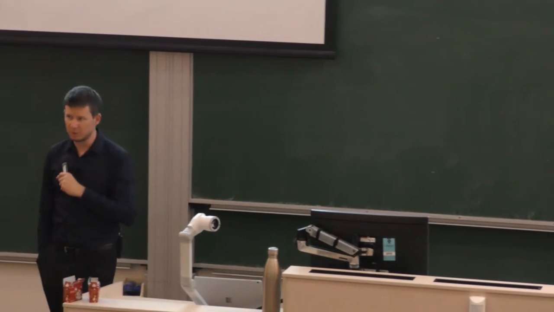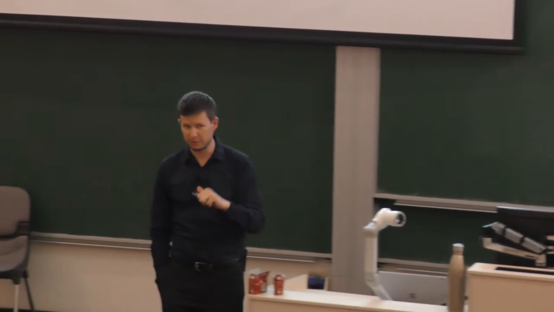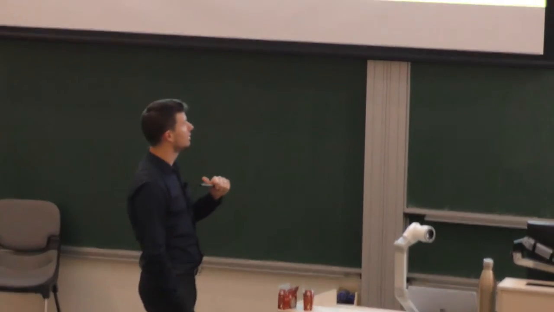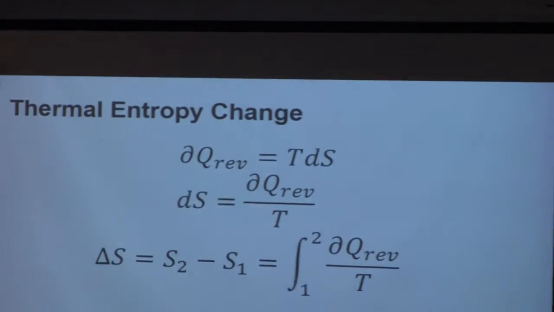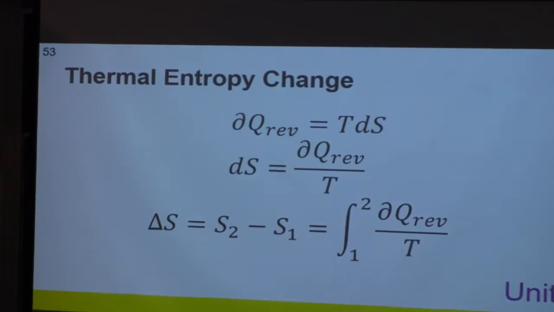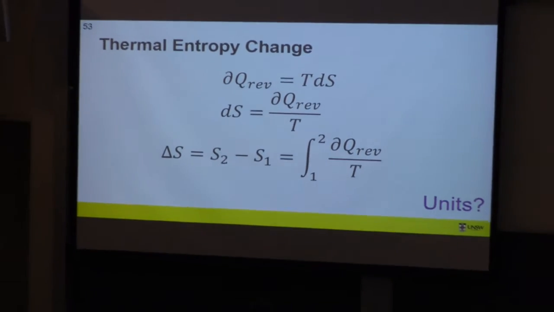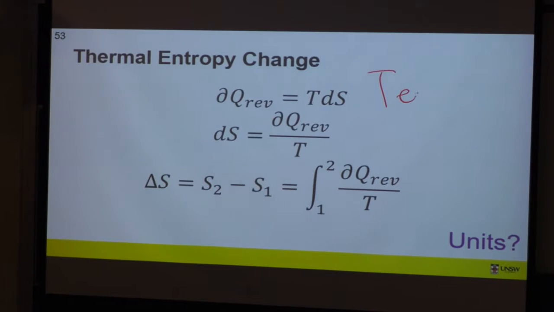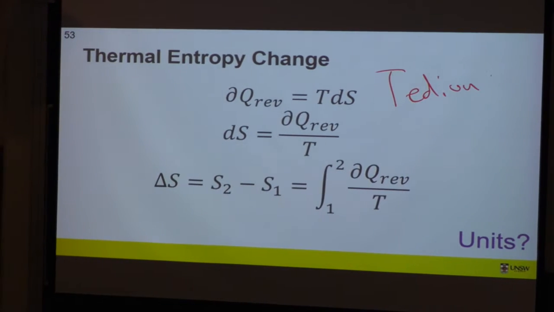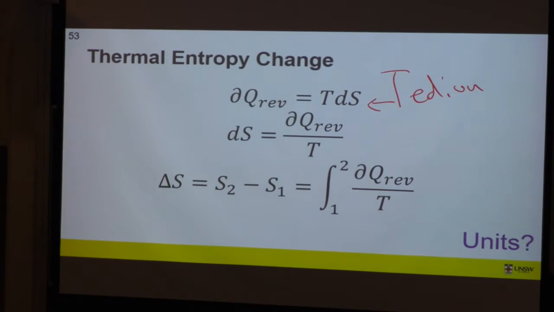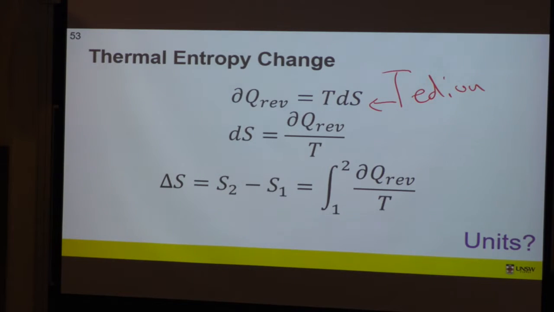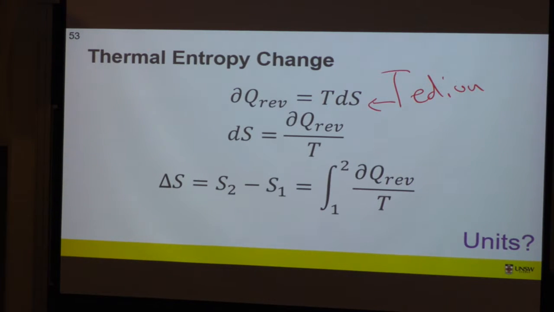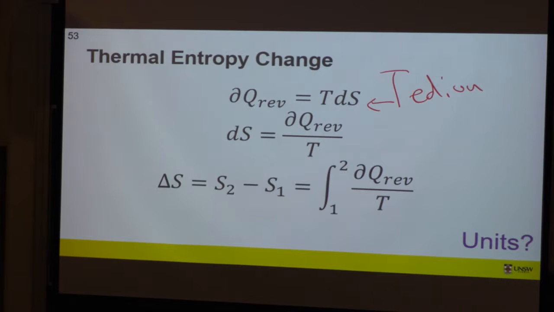When I think of entropy, and when I think of this equation, I can't forget it, because I think the question about entropy is tedious, right? Tedious, and also tedious, right? So dQ equals TdS is the, yeah, thank you. I know, right? All the jokes are second law jokes.